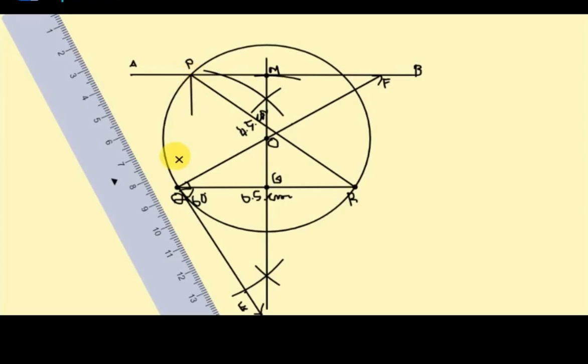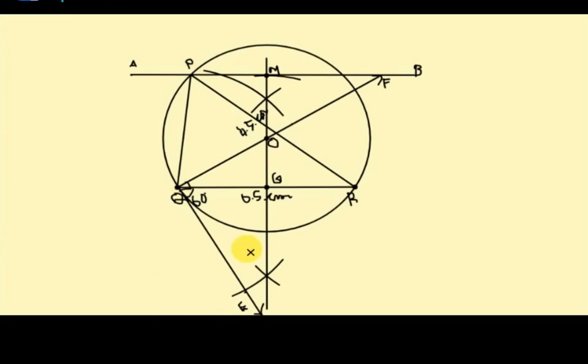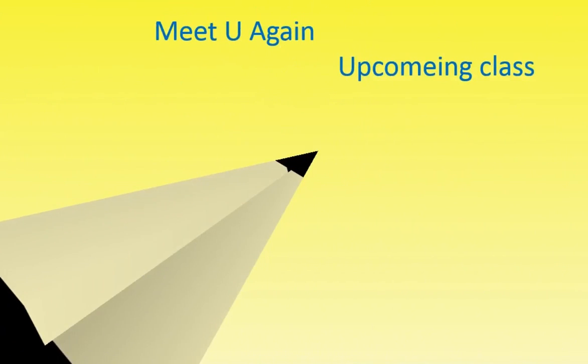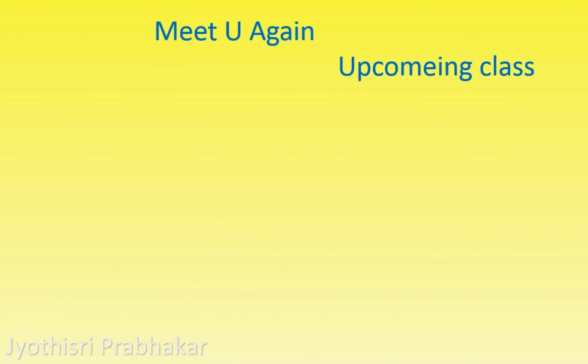Now join P to Q and P to R. So this is our required triangle PQR, and its angle P is 60 degree. So we have found our triangle PQR. Till now we have completed this geometry sum.